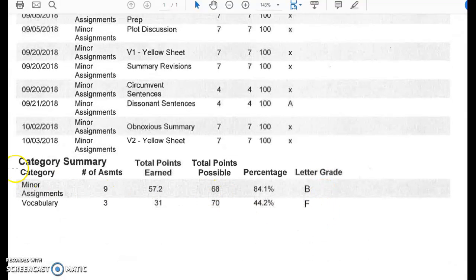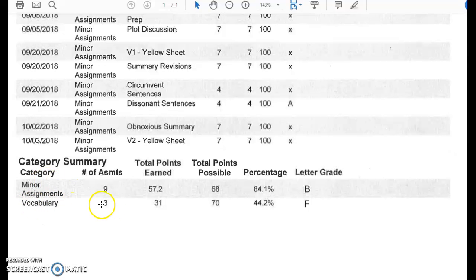So you can see down at the bottom, this is the most important part, where it talks about how you are doing in each category. So far we only have used 2 categories for my class because it's so early in the year. In this first category, minor assignments, you can see that this student has an 84% or a B. This category really just means how prepared they are for class, how well they've done at doing minor assignments and having them when we needed them in class.